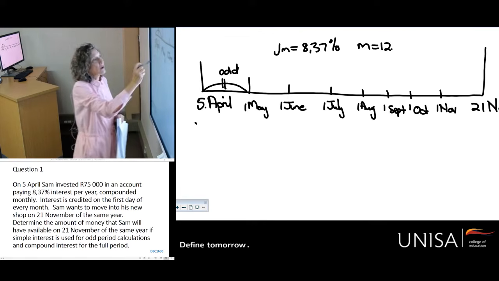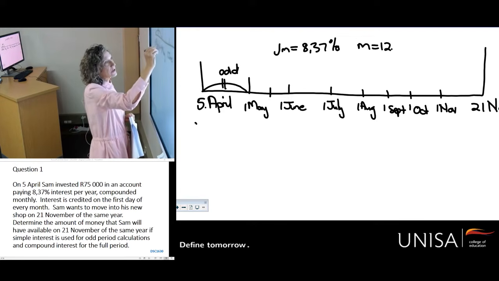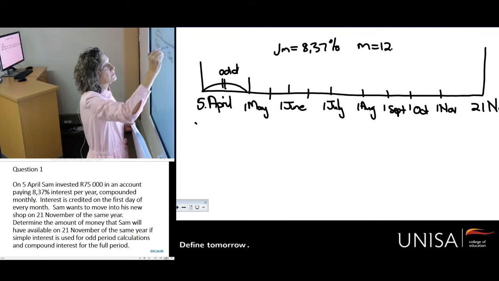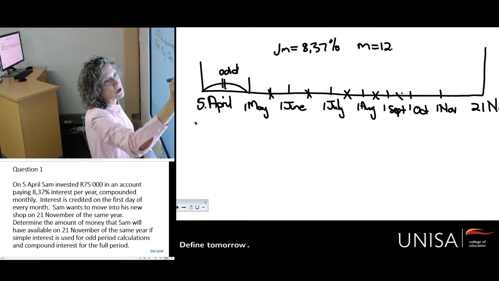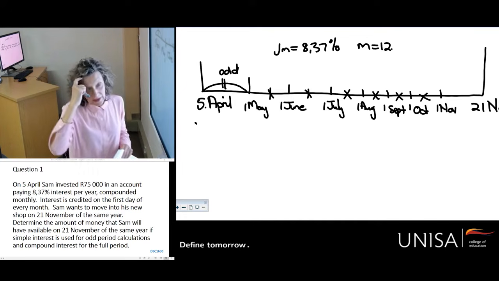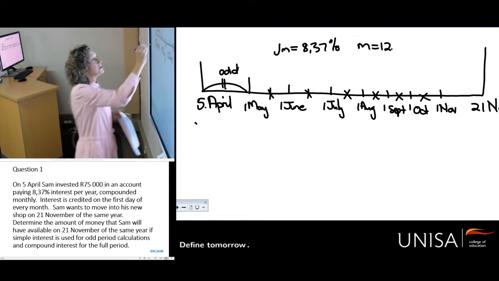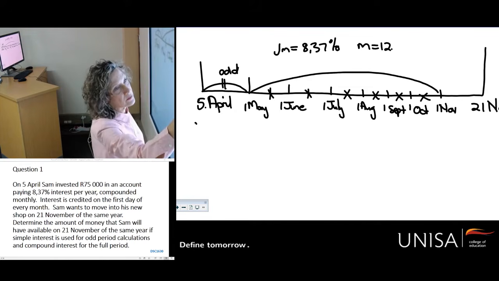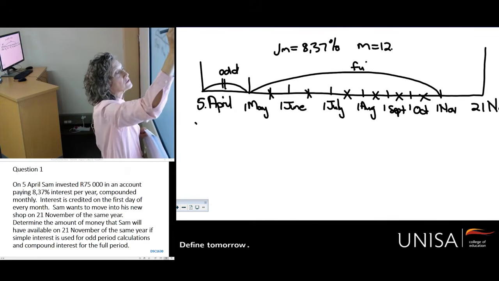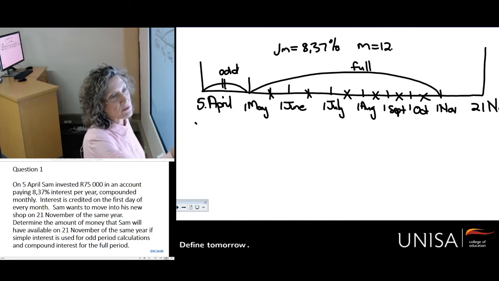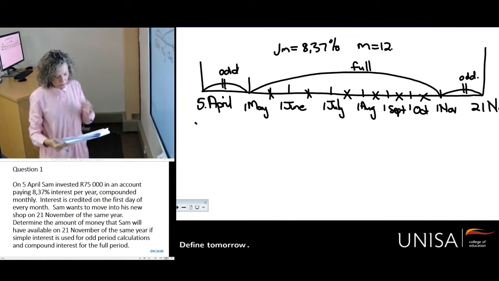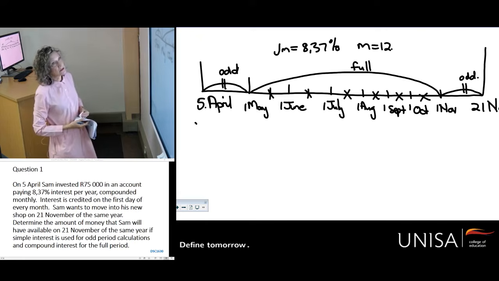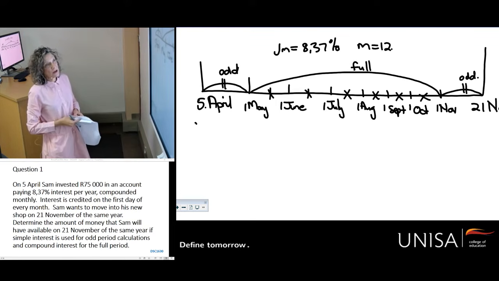Right. Now what about this over here? From May to June, June to July, those ones up till November, that is now full periods. So this over here up till the 1st of November is full periods, and then from the 1st of November till the 21st of November is then again odd periods. Happy with that? Right, so we've got odd periods, full, and odd periods.